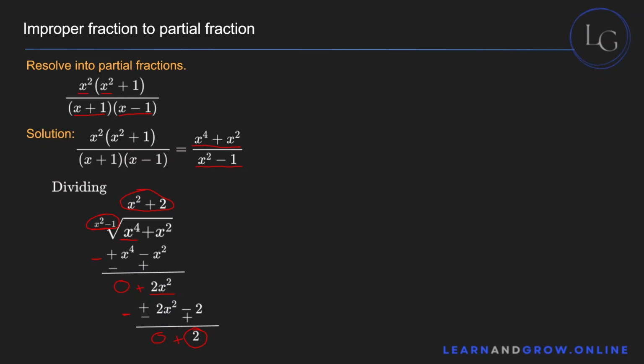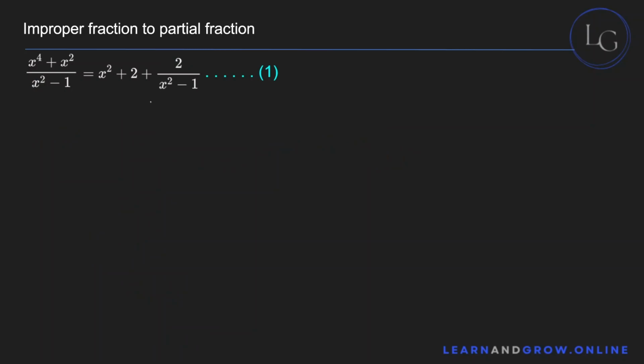So how will you express this in an equation form? Well, you see this term, this will be equal to the quotient, so x square plus 2, plus the remainder over the divisor. So 2 is the remainder and x square minus 1 is the divisor. So we get this equation.